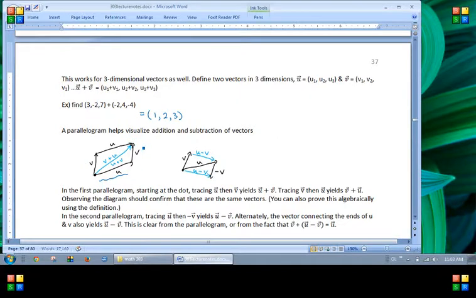Now, all that being said, this picture shows something else that's really nice, because there are two ways to get to that ending point. In this case, we did u and then v. The other way is to start by going this way and then this way. Algebraically, that would represent first doing v and then doing u, so v plus u. So this parallelogram actually represents a visual proof that u plus v is the same as v plus u in terms of vectors.